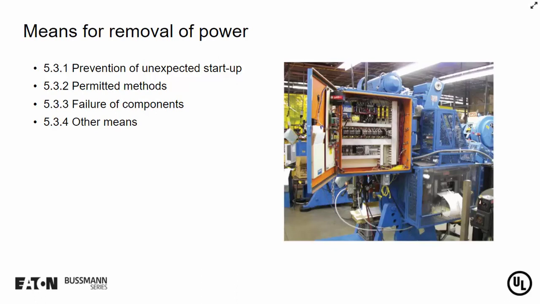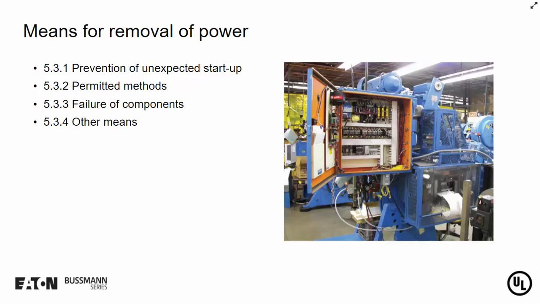So when we talk about means for removal of power, essentially we're talking about what's in section 5.3. And it provides the requirements for the means of removal of power for preventing unexpected startup. Although the machine supply circuit disconnecting means may be used to de-energize the electrical equipment to allow work to be performed in a de-energized state, other disconnecting means used for the purpose can be located downstream of the machine supply circuit disconnecting means. And so what's in 5.3, basically, is prevention of unexpected startup.